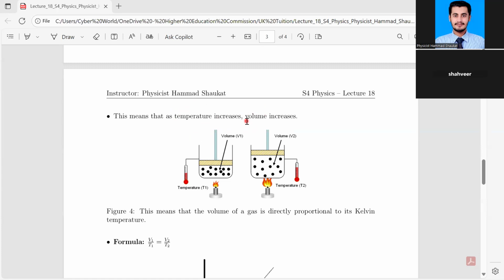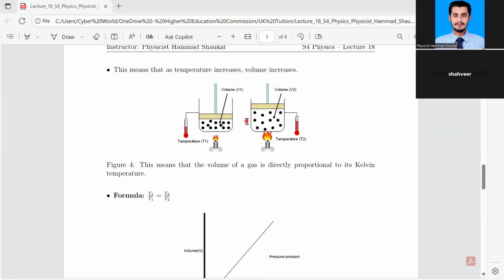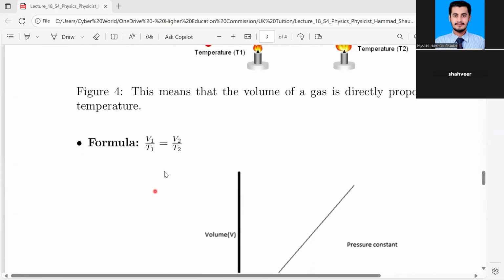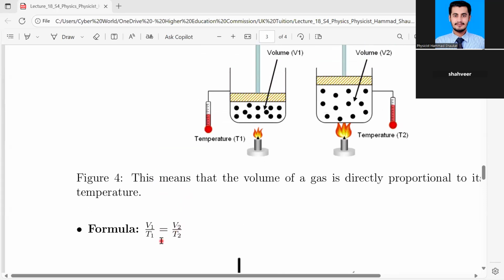Okay. So what's the formula for Charles' law now? V and T have a direct relation, and the formula for Charles' law is V1 divided by T1 equals V2 divided by T2. V1 is the initial volume and T1 is the initial temperature. V2 is the final volume and T2 is the final temperature. So remember this formula. We will also use this formula in solving practical problems.